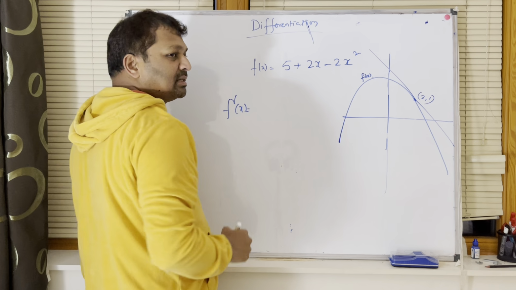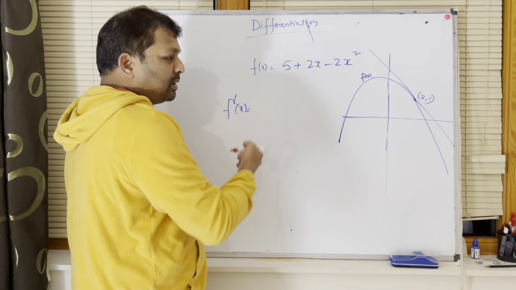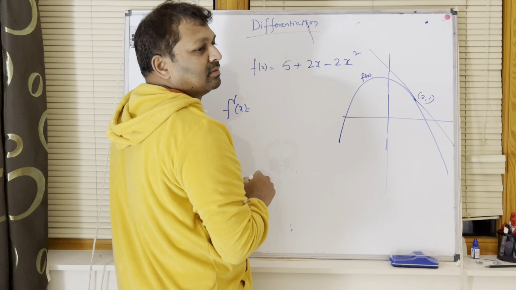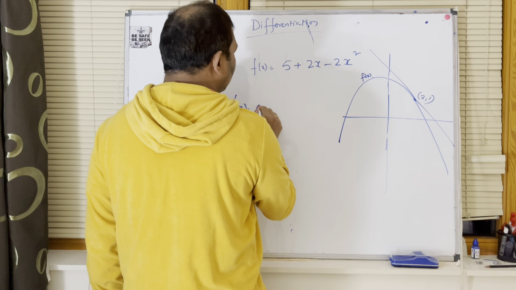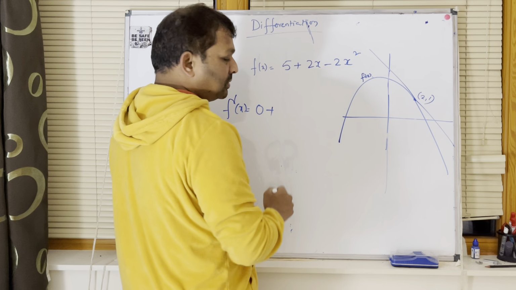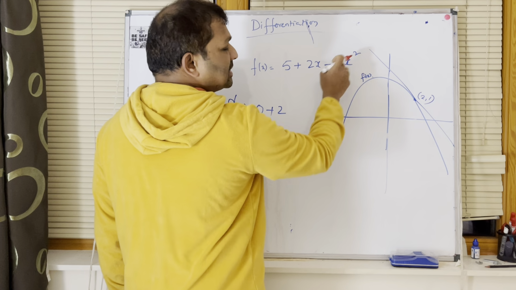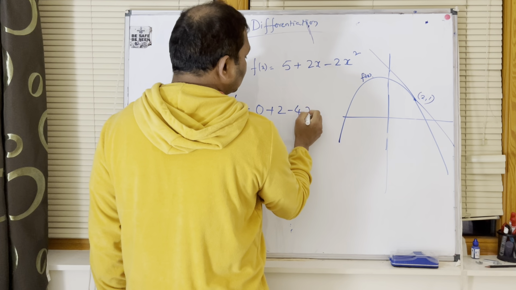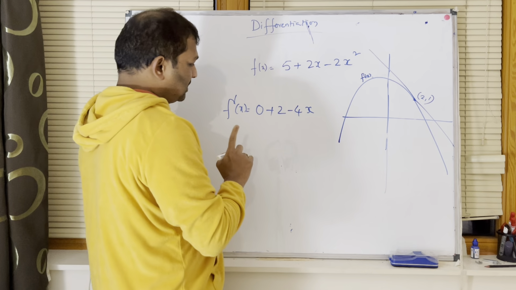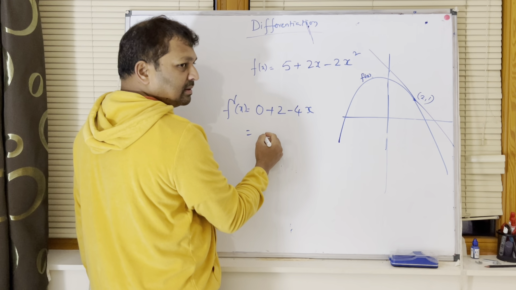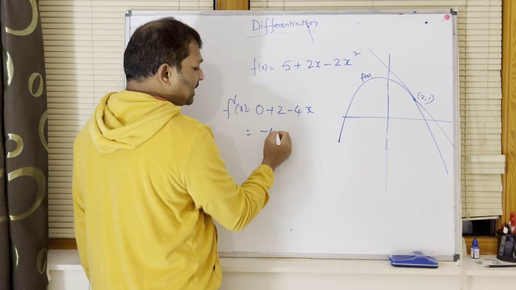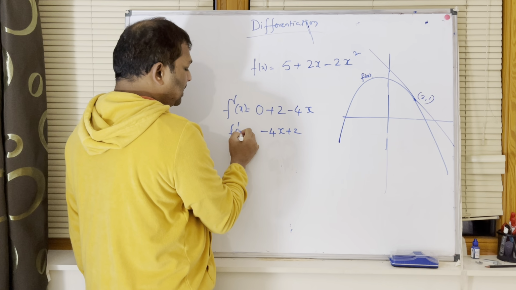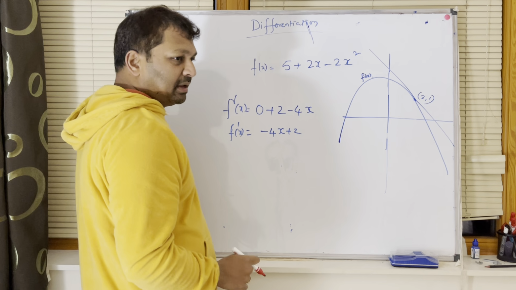Let's do it quickly. What is the differentiation of 5? 0. What is the differentiation of 2x? 2. What is the differentiation of minus 2x square? Minus 4x. That is the differentiation. If you further simplify it, it's going to be 2 minus 4x. But if you want to write it properly, it's going to be minus 4x plus 2. Usually the higher power should be at the beginning.